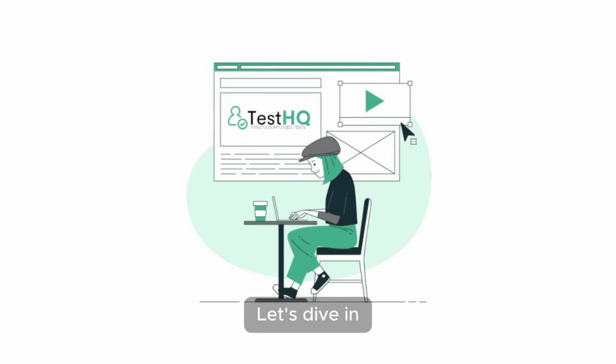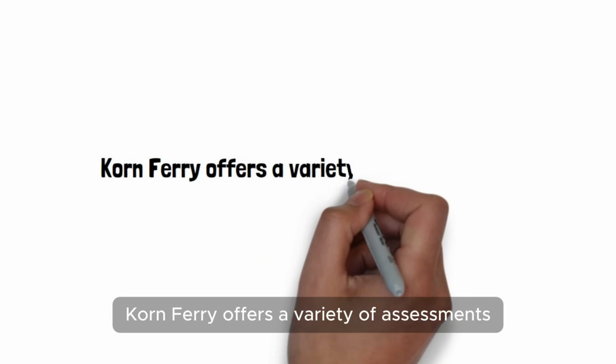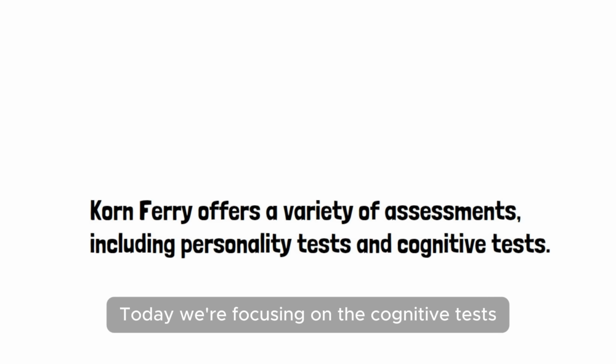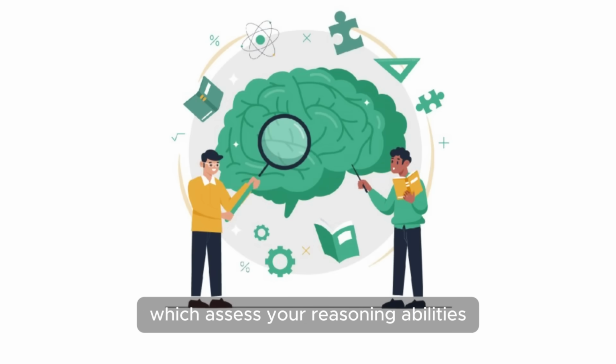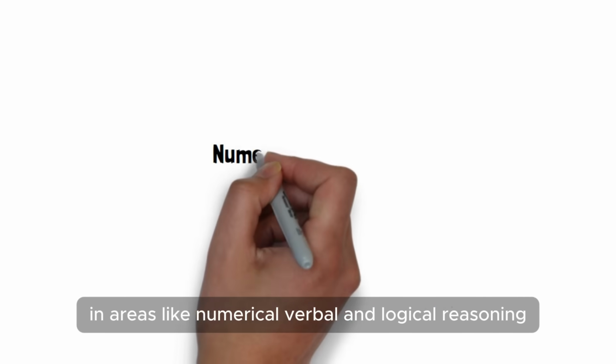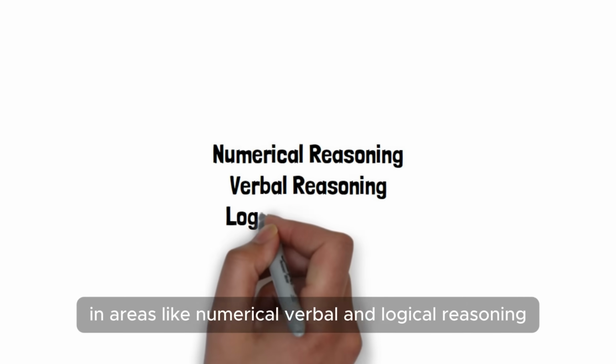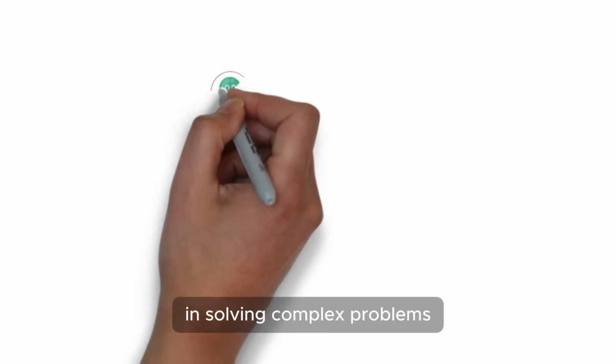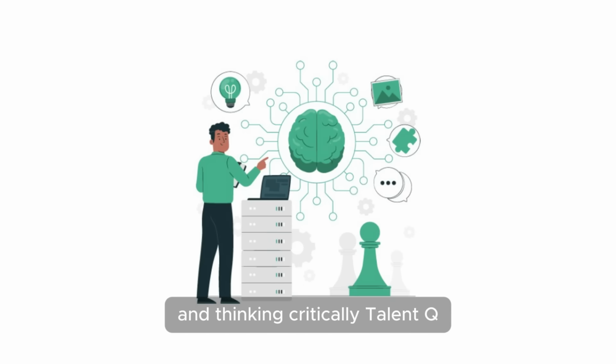Let's dive in. Korn Ferry offers a variety of assessments, including personality tests and cognitive tests. Today, we're focusing on the cognitive tests, which assess your reasoning abilities in areas like numerical, verbal, and logical reasoning. These tests are important in determining your proficiency in solving complex problems and thinking critically.